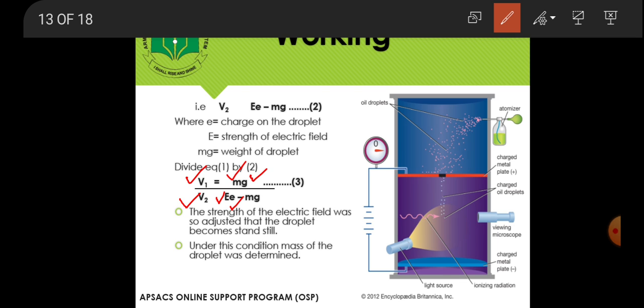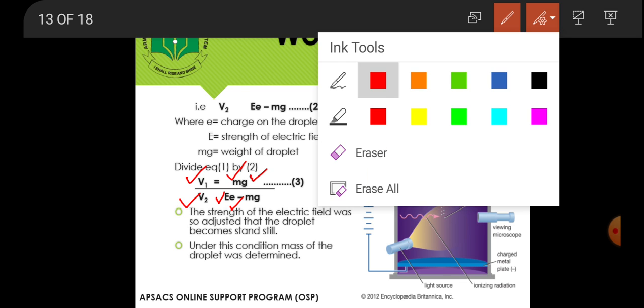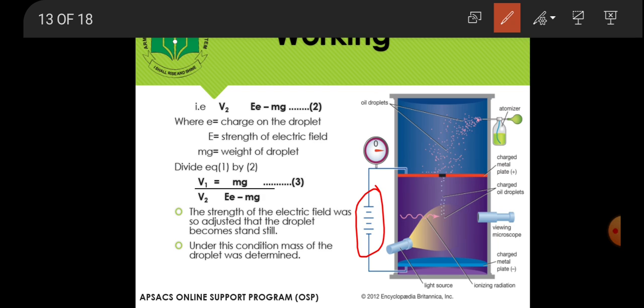Now how to determine the mass of the oil droplet? The strength of the electric field is adjusted in such a way that the droplet becomes standstill. The droplet does not move, and under this condition the mass of the droplet was determined by Millikan.